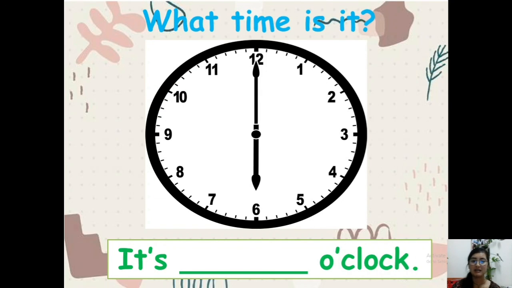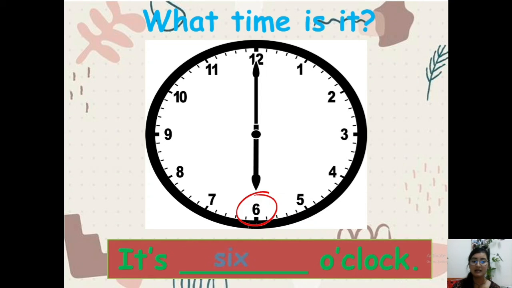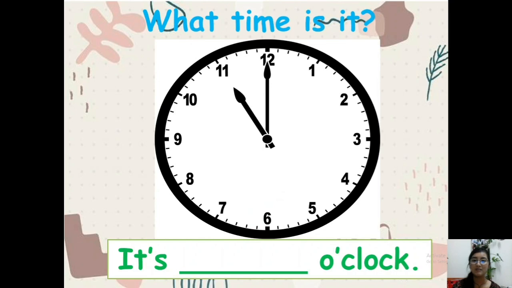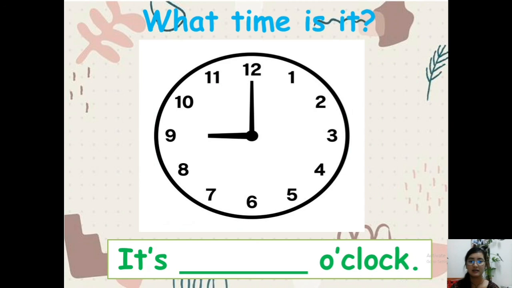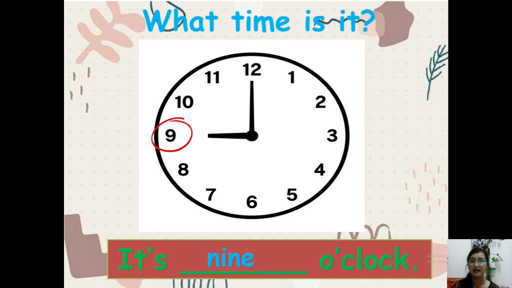What time is it? The short hand points to 6. The time is, it's 6 o'clock. What time is it? The short hand points to 11. The time is, it's 11 o'clock. What time is it? The short hand points to 9. So the time is, it's 9 o'clock.